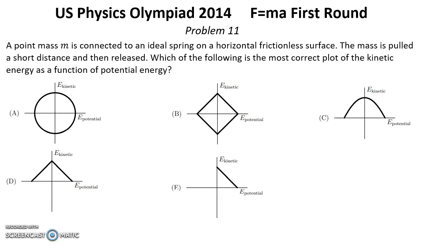Solution. For such motion we have energy conservation. It means that the total energy E, which is equal to kinetic energy plus potential energy, is constant. And from this formula we can write the kinetic energy as a function of potential energy. That will be K equals E minus P, which is exactly answer E, the correct one.